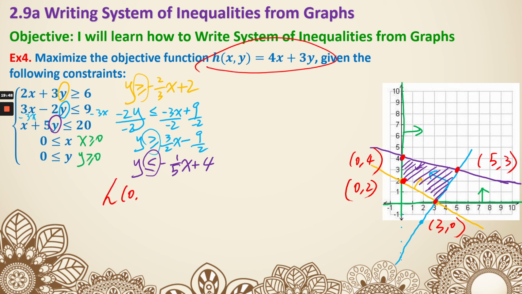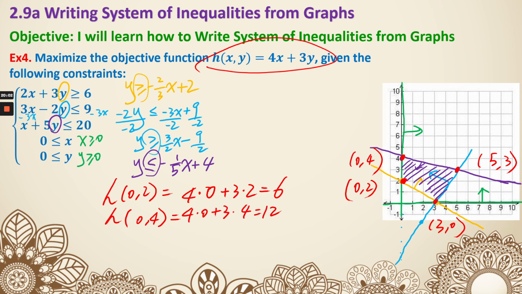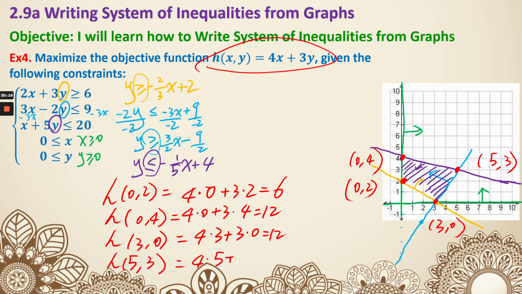So h of 0, 2, that's 4 times 0 plus 3 times 2, which is 6. Next, 0, 4. That is 4 times 0 plus 3 times 4, which is 12. Next, 3, 0. That's 4 times 3 plus 3 times 0. That's 12 as well. Last one, h of 5, 3. That's 4 times 5 plus 3 times 3, which is 20 plus 9, so 29.